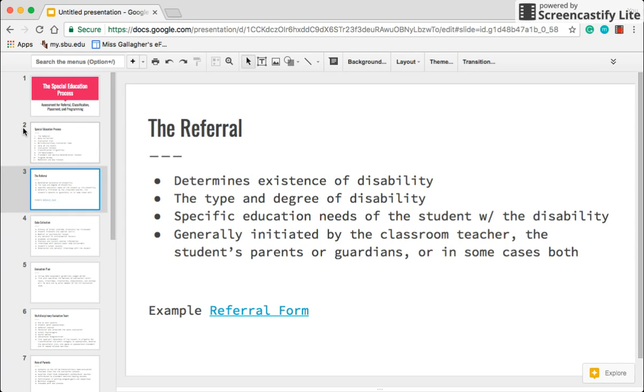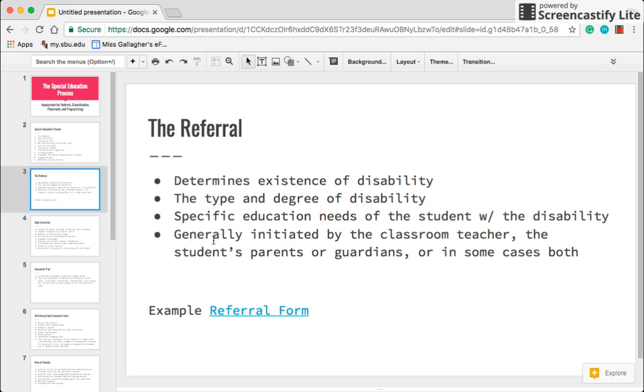The initial phase in the evaluation procedure is the referral. It determines the existence of the disability, the type and degree of disability, and the specific education needs of the student with the disability, and is generally initiated by the classroom teacher, the student's parents or guardians, or in some cases both.